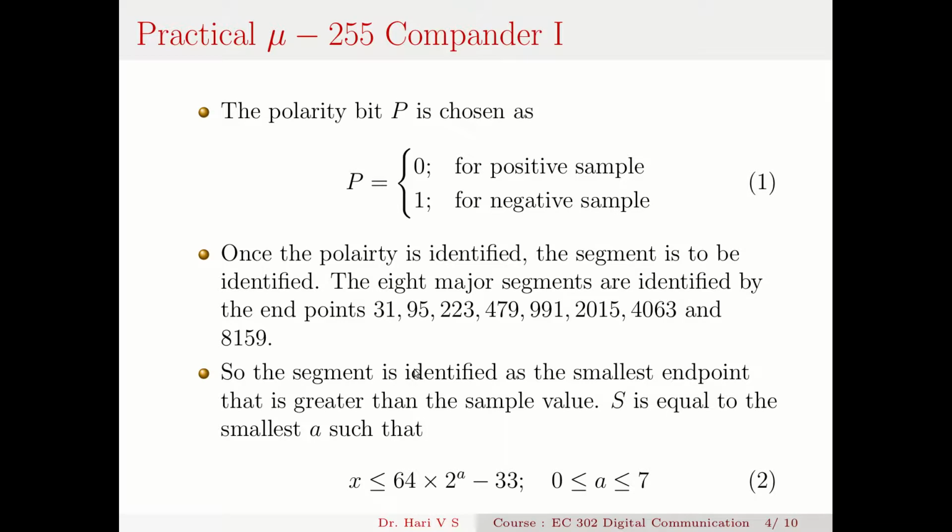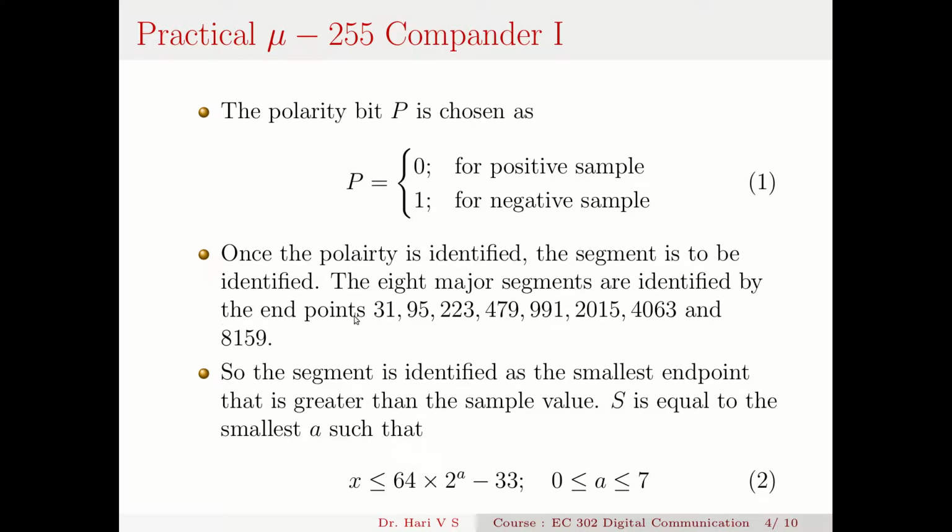Now in a mu255 compander, the polarity bit is chosen such that if the sample is positive, it is a 0. If the sample is negative, it is a 1. Once the polarity is identified, the segment is to be identified. So there are 8 segments, and these 8 segments are identified by their endpoints. The speech signal coming from the microphone is divided by its maximum value, then multiplied by 8159. The maximum value is 8159.